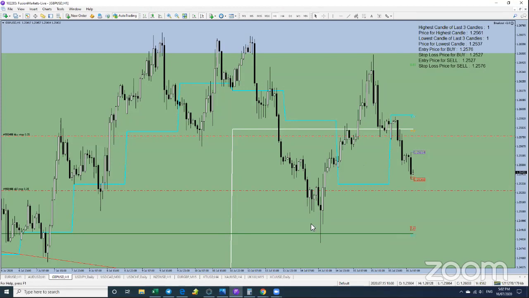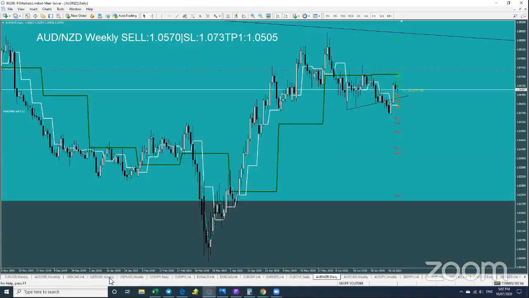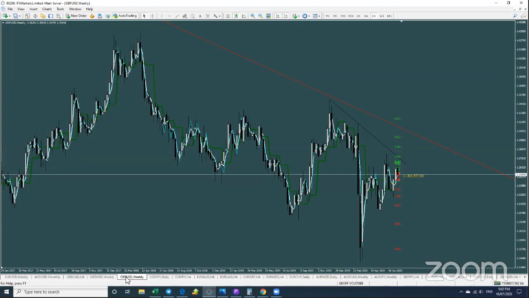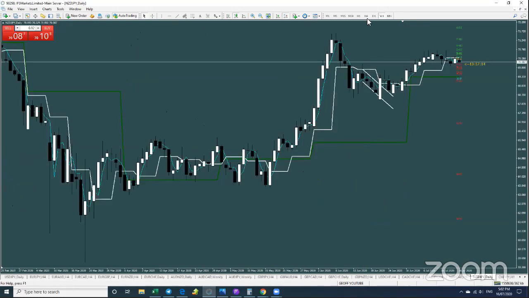Rightio, if I was looking to trade the pound today, what would I be doing? Let's go and have a look, shall we? Possible short on Kiwi Yen H4. All right, let's go have a look. Have I got a Kiwi Yen chart anywhere? Not there, not there. Kiwi Yen, there we go. H4.